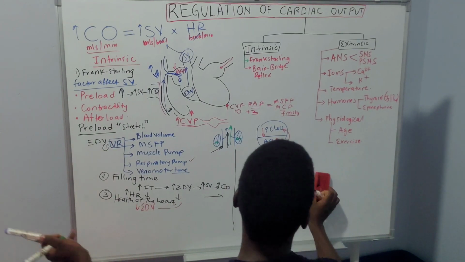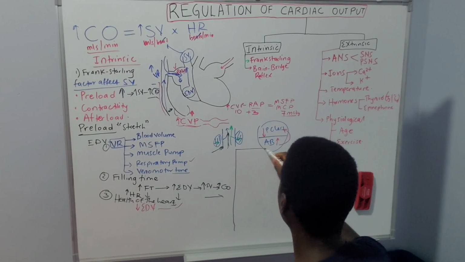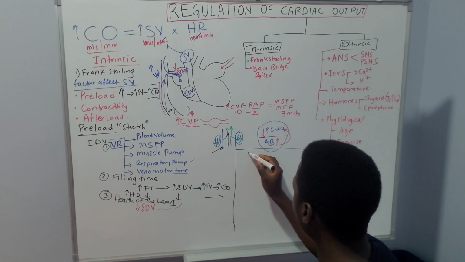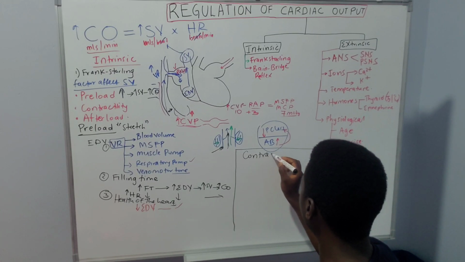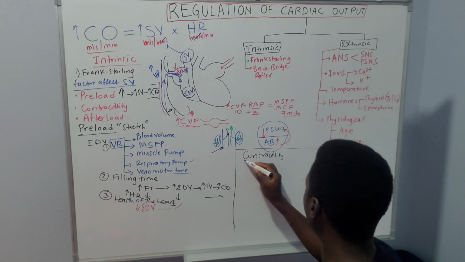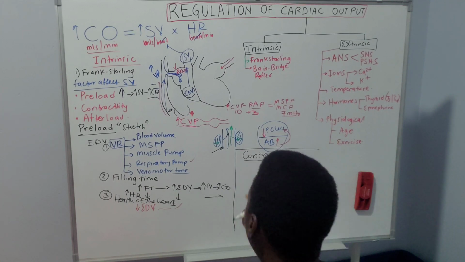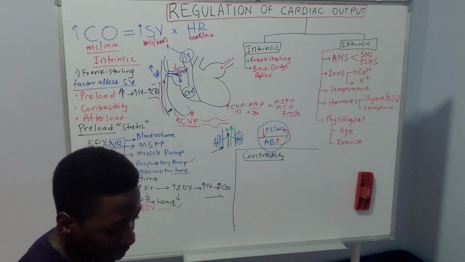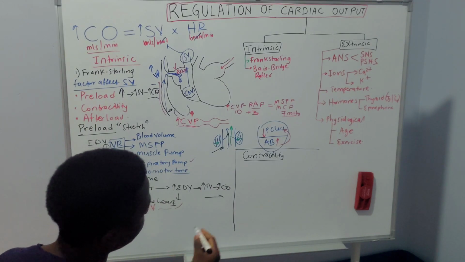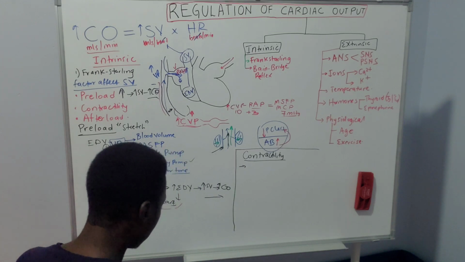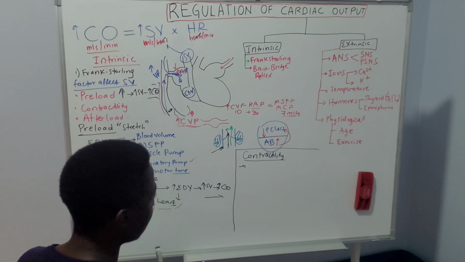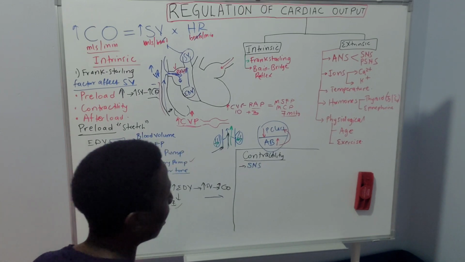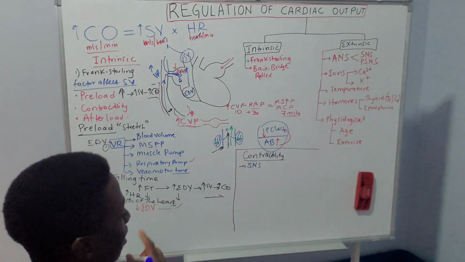factor, which is contractility of the heart. So we look at the contractility of the heart. We want to see how this will actually affect the stroke volume. So this can be affected. One, we have what we call the sympathetic nervous system. So the sympathetic nervous system largely controls this contractility of the heart.